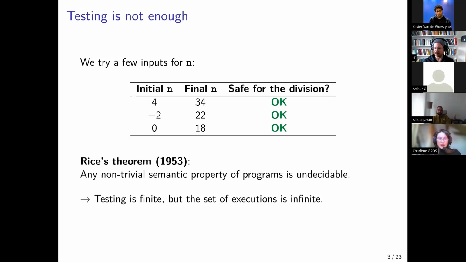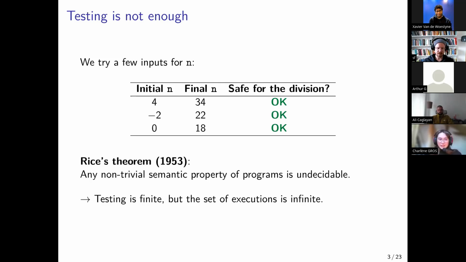So here I put a few values of n. For example, with 4, the final n will be 34, and so it's safe for the division. If n starts at -2, at the end it will be 22, so one more time it's okay. For example, if n is equal to 0 at the beginning, it will end the program with 18. So one more time, it's safe for the division.